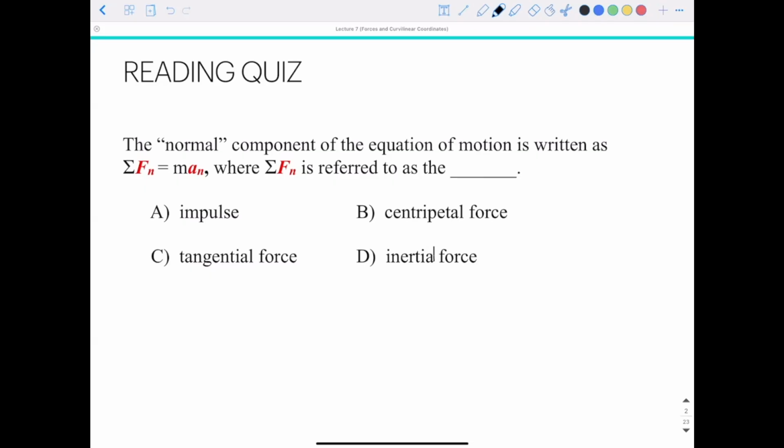B. Lots of B's. Good, that's correct. So the normal force that we feel when an object is undergoing centripetal acceleration, which is An, would be called a centripetal force.